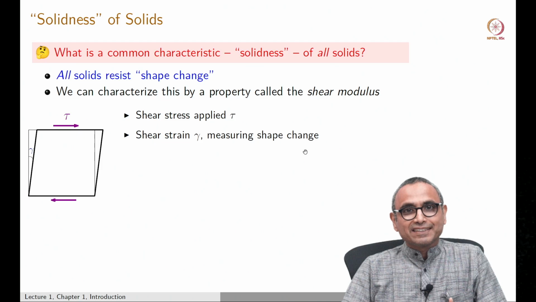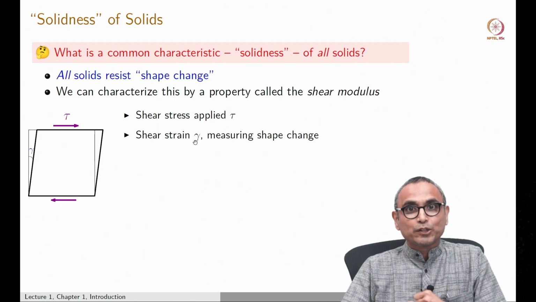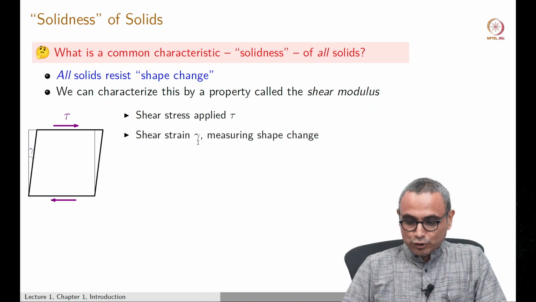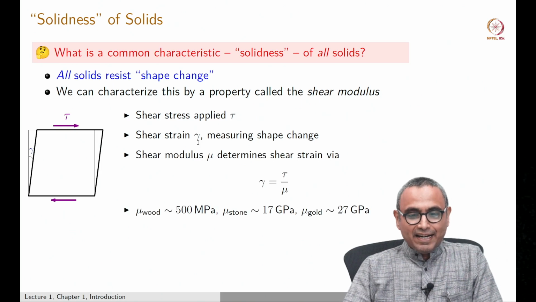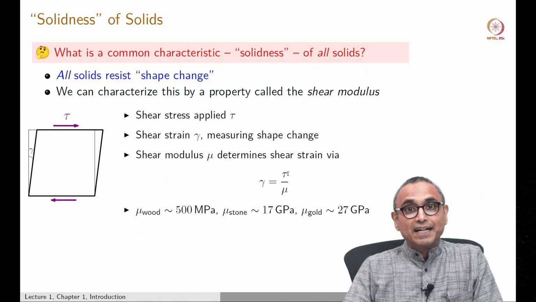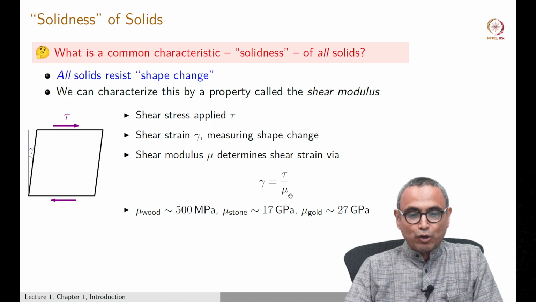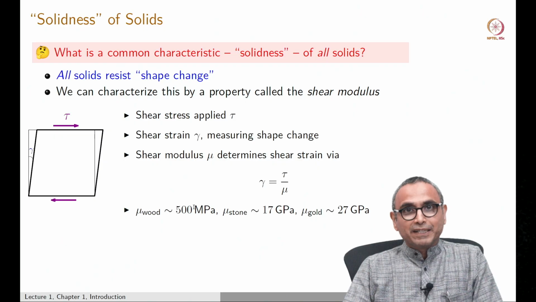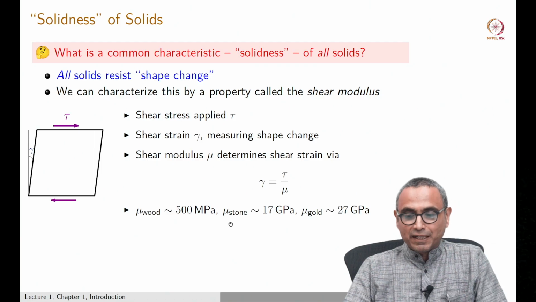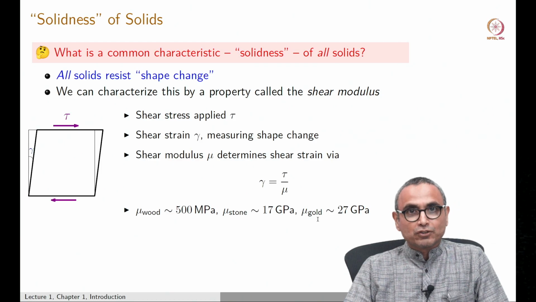So, the question we ask is, how is the shear stress related to the shear strain? So, if you explore this, and I am sure all of you have studied this in your elementary courses, you will see that there is a relationship which relates the shear strain to the shear stress via a material parameter called the shear modulus. The shear modulus mu is different for different materials. So, for example, for wood it is about 500 megapascals, for stone it is about 20 gigapascals, and for gold it is closer to 30 gigapascals.